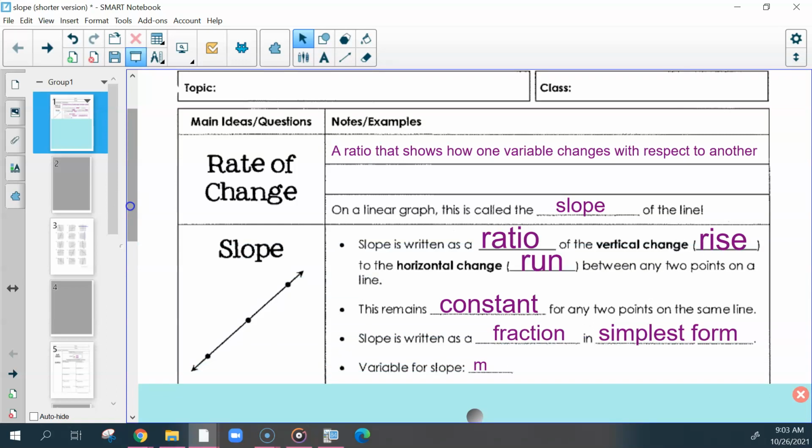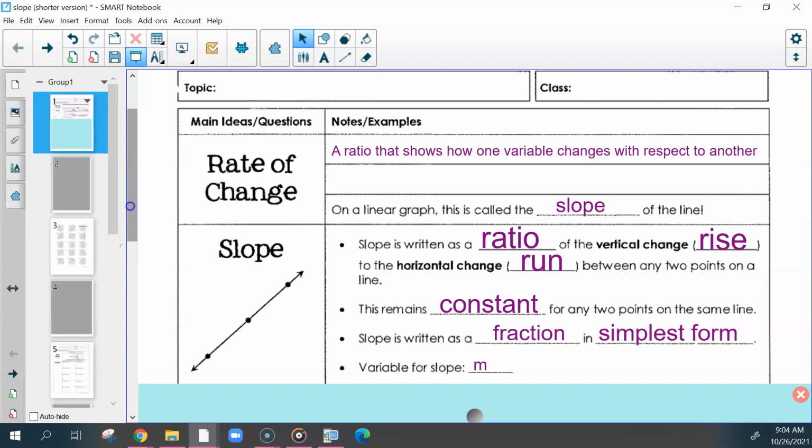So just in case you can't see that, I'll read it out loud. A rate of change is a ratio that shows how one variable changes with respect to another. On a linear graph, this is called the slope of the line. So rate of change and slope are interchangeable. If it asks you to find the rate of change, it's really asking you to find the slope and vice versa.